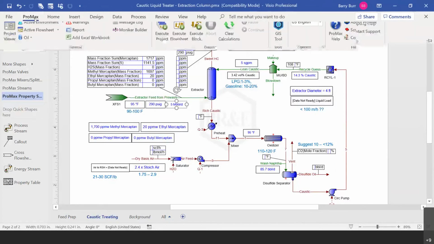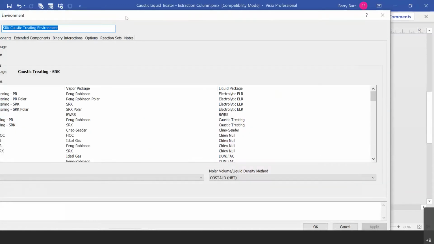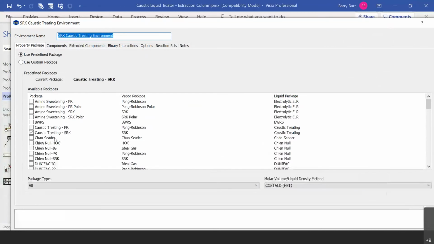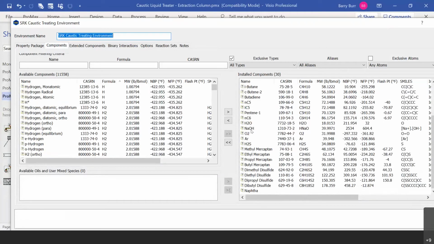I want to show the environment. In this case, I think it's different. I'm not sure I wanted it to be that way, but I believe it is. So yes, we have a different thermodynamic package we're using. We're using caustic treating SRK. And our composition list is changed because now we have, at least we have sodium hydroxide present now. And I know that wasn't there in the last one.